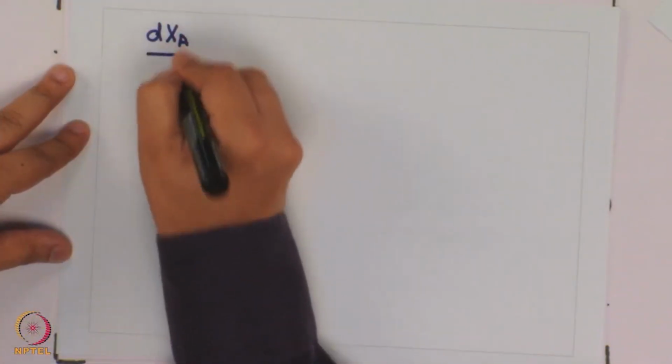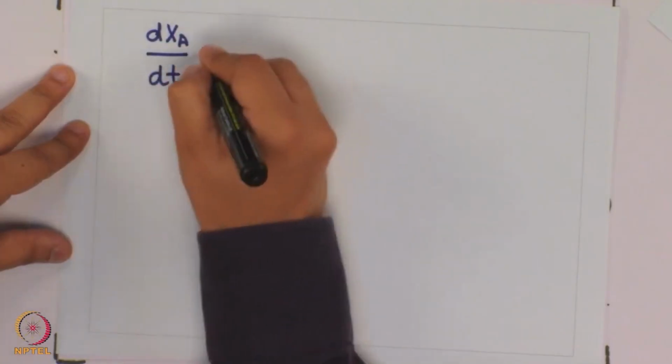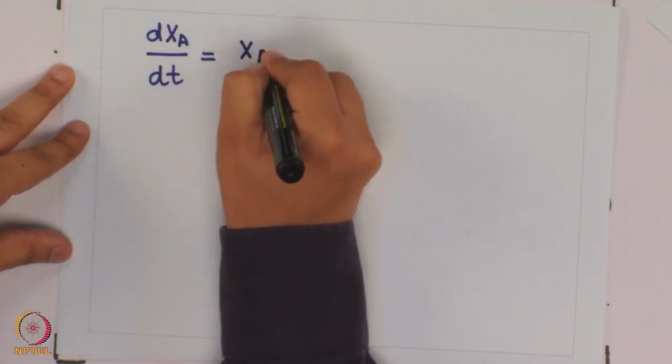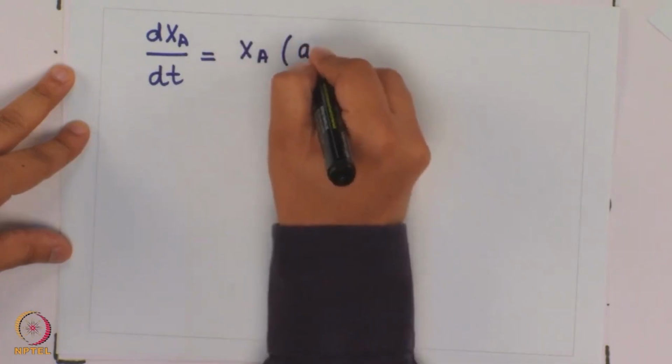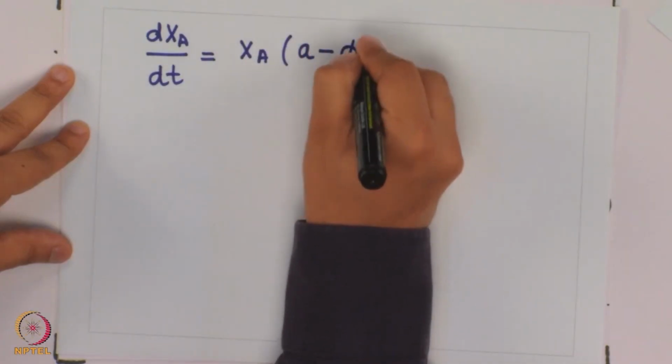So let's go back to our equation and use this meaning of phi in the selection model that we had developed. If we do that, we get dxa by dt equals xa times (a minus phi).